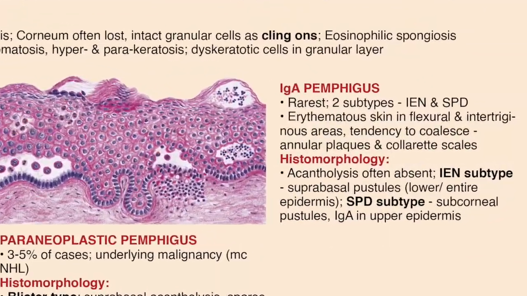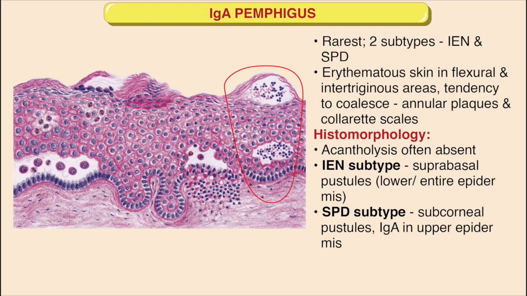Direct immunofluorescence demonstrates IgG and C3 both in intercellular space and the dermo-epidermal junction. IgA pemphigus is one of the rarest forms among the pemphigus diseases. However, it has two distinct clinical subtypes, intraepidermal neutrophilic or IEN subtype and subcorneal pustular dermatosis or SPD subtype.